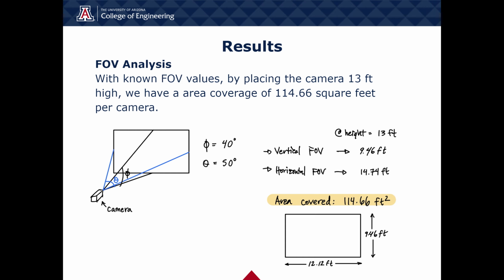Since we measured the horizontal field of view to be about 50 degrees, we can use the aspect ratio given by our pixel dimensions to determine the vertical field of view, estimated to be about 40 degrees. With the camera placed 13 feet high, we get a horizontal coverage of 12.12 feet and a vertical coverage of 9.46 feet, giving a total area coverage of 114.6 square feet.